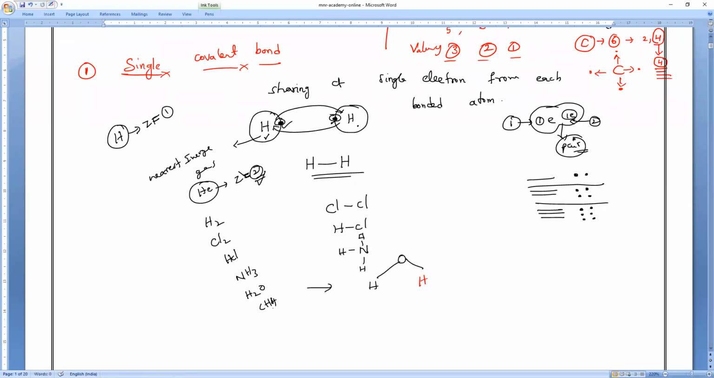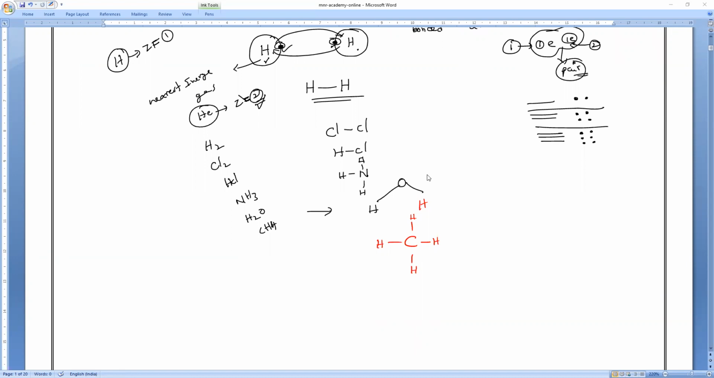Next, CH4. Just now I said carbon will share how many electrons? 4. But the 4 electrons are not shared with the same atom. See how many different atoms? 4 different atoms. Single covalent bond means how many electrons are shared? One pair of electrons. That is what we call a single covalent bond. Do you understand, everybody? Please respond.